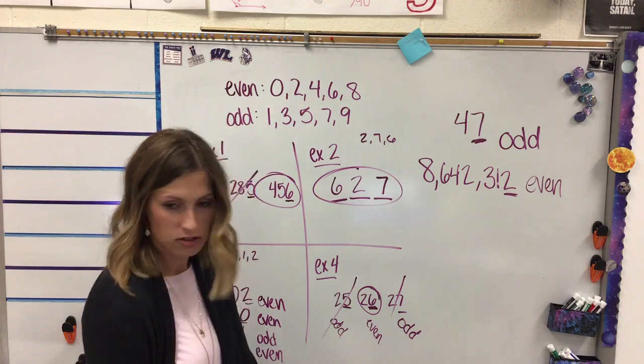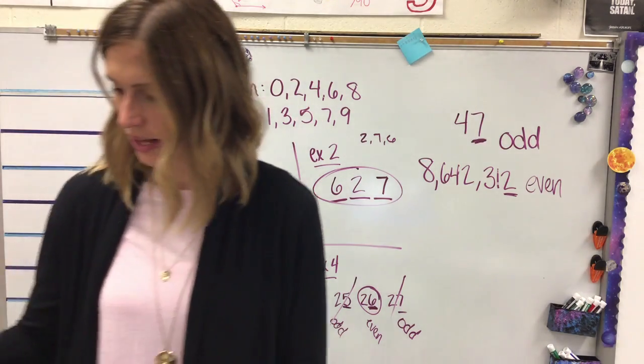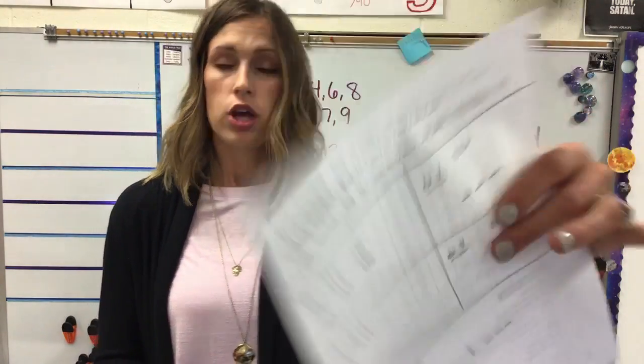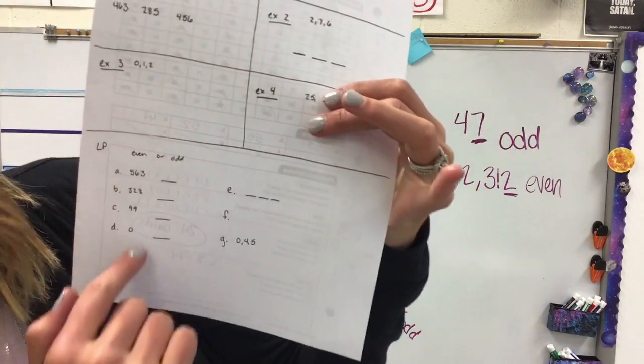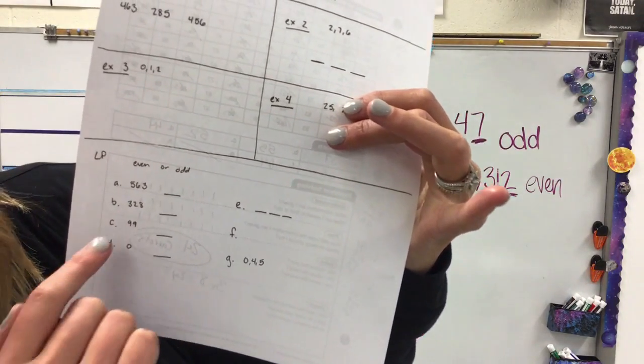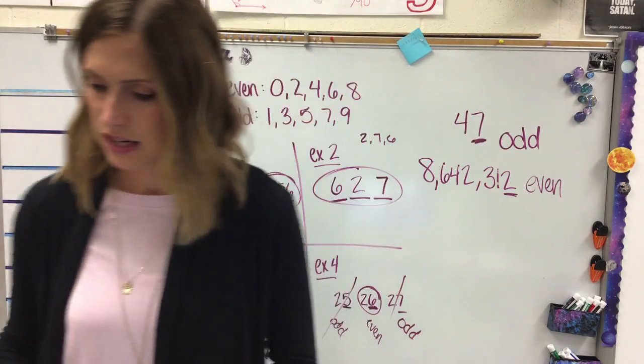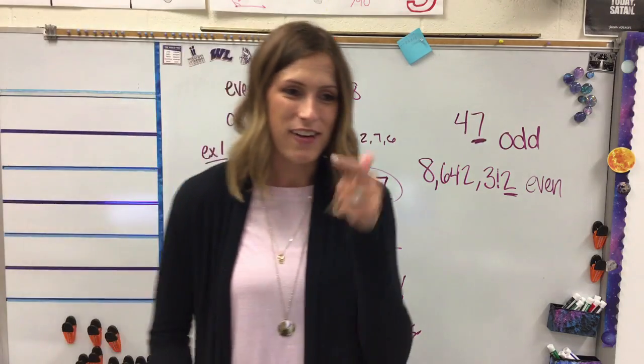All right, that's all of our examples. Let's move on to our lesson practice. Our lesson practice is right here on the bottom of your page. For the first ones, I wrote your numbers here, and then you need to say if it's even or odd. So for A, B, C, and D, write if that number is even or odd. Look at the last digit. You get to work on that while I get those up on my board.